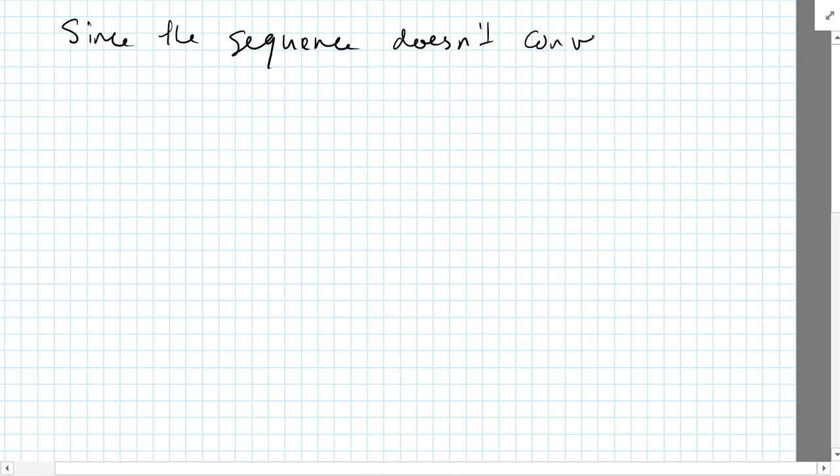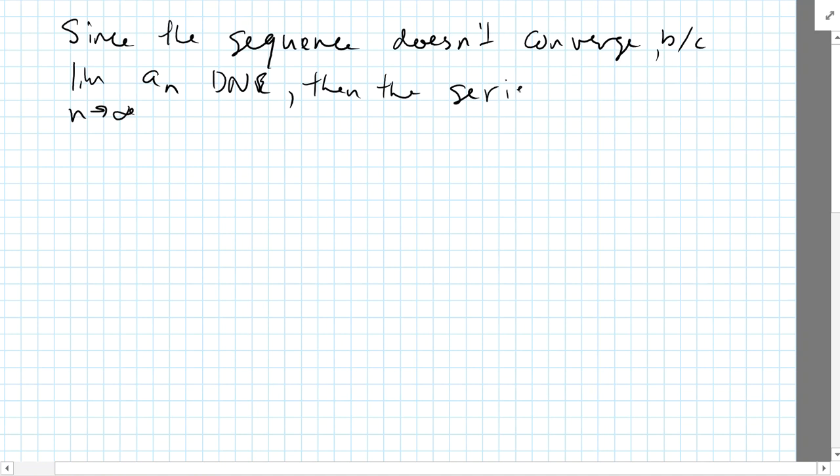So let me write that down. Since the sequence doesn't converge, because the limit as n approaches infinity of a subscript n does not exist, then the series doesn't converge. And that's our answer.